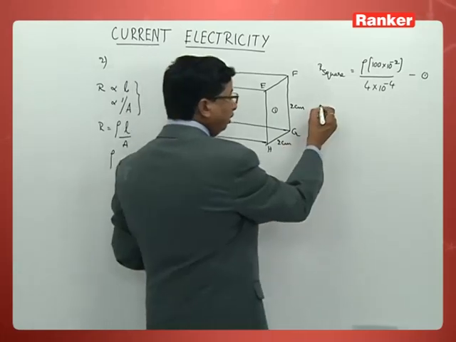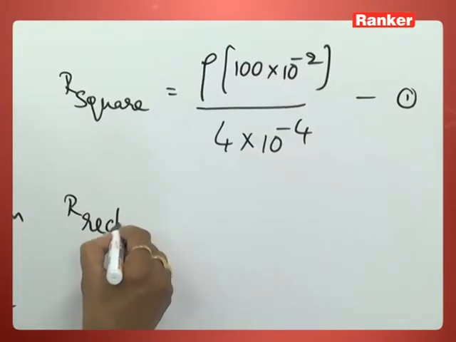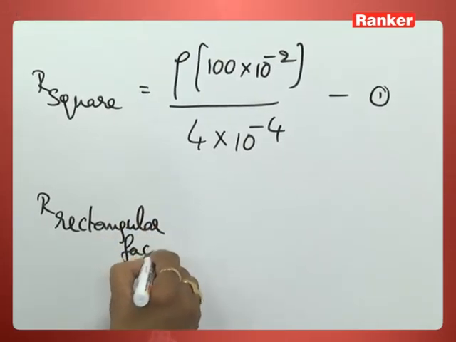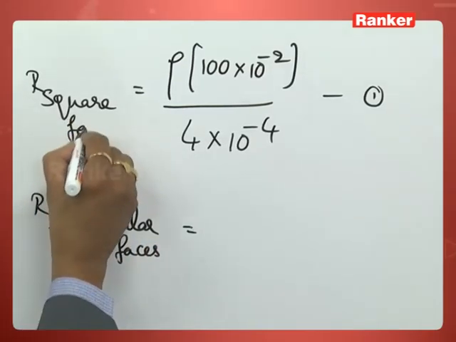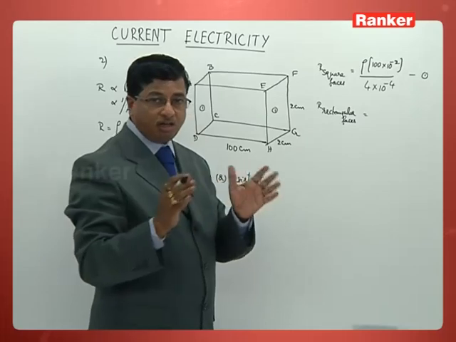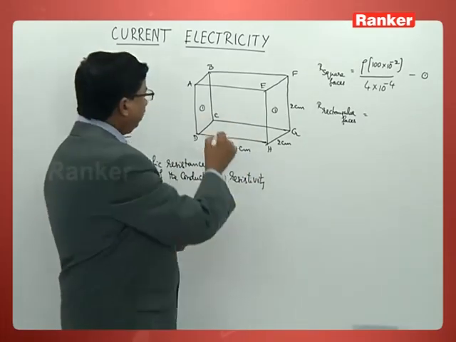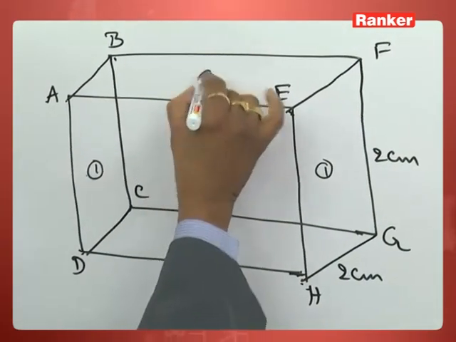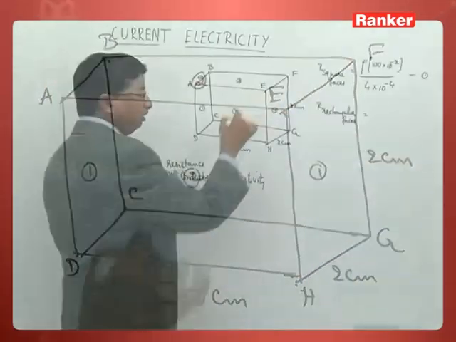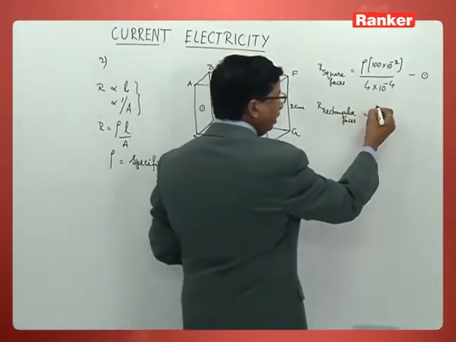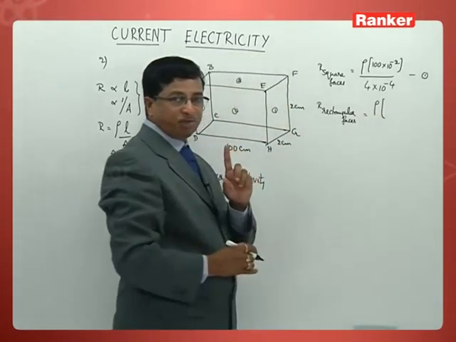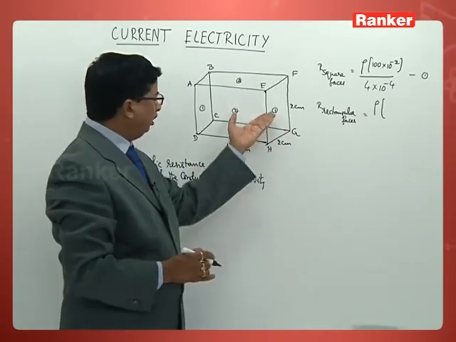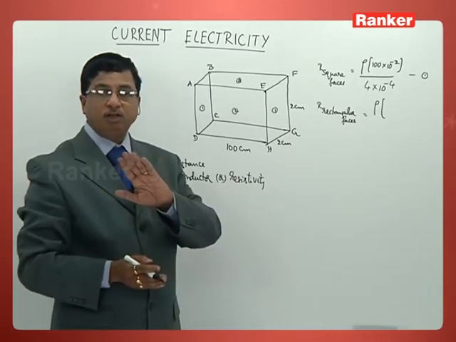What about the second one? What is the resistance of the rectangular faces? Rectangular faces, that's what we talk about. Here square faces we have considered, here rectangular faces we are considering. Now rectangular face means AEHD, that is the second one. The other face is BFGC, that's the one. Now rho will be the same because the material is the same. Rho stands for the value of resistivity of the material. Here the material is the same throughout, therefore rho will not vary.